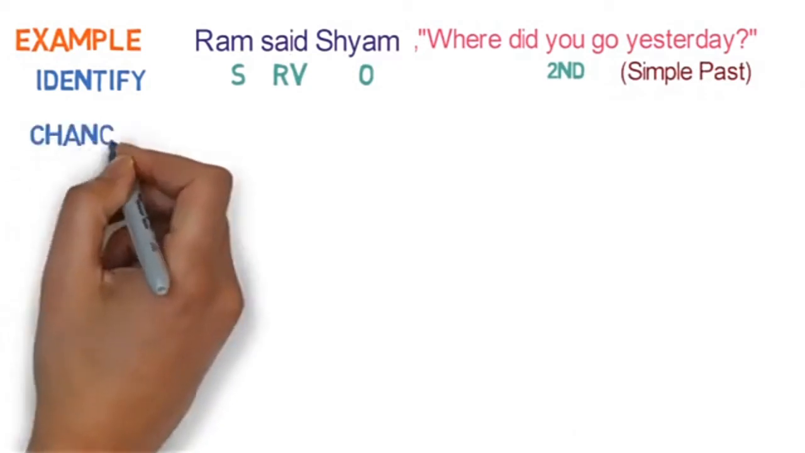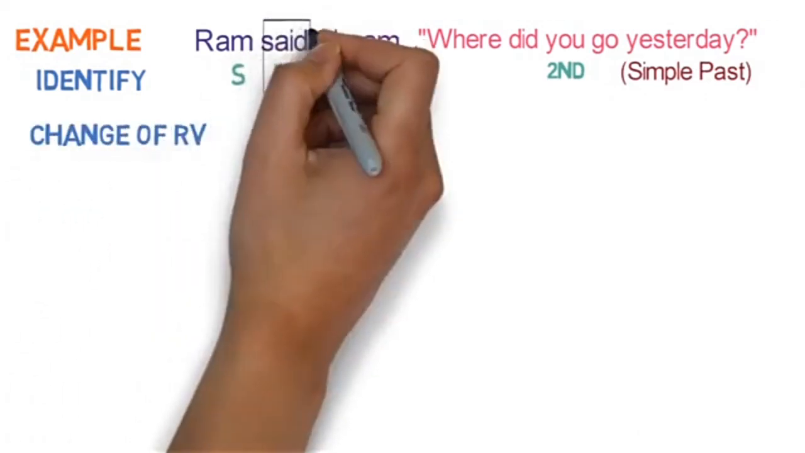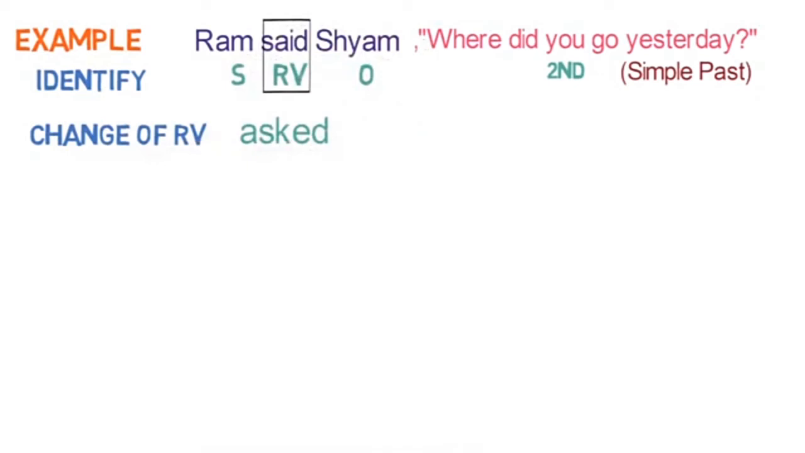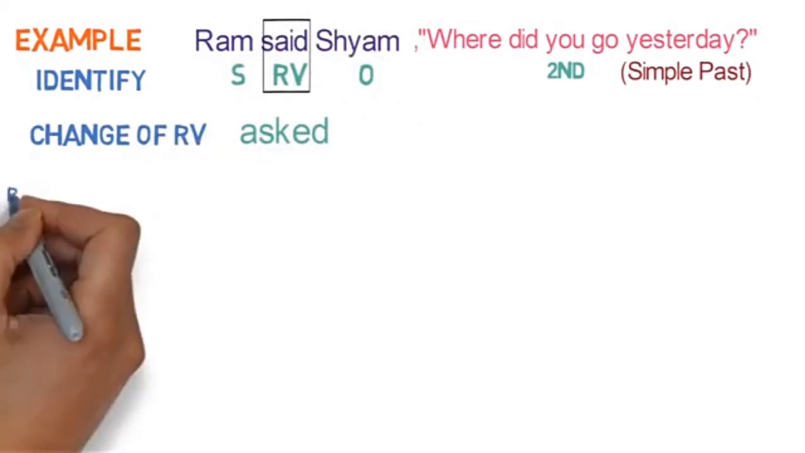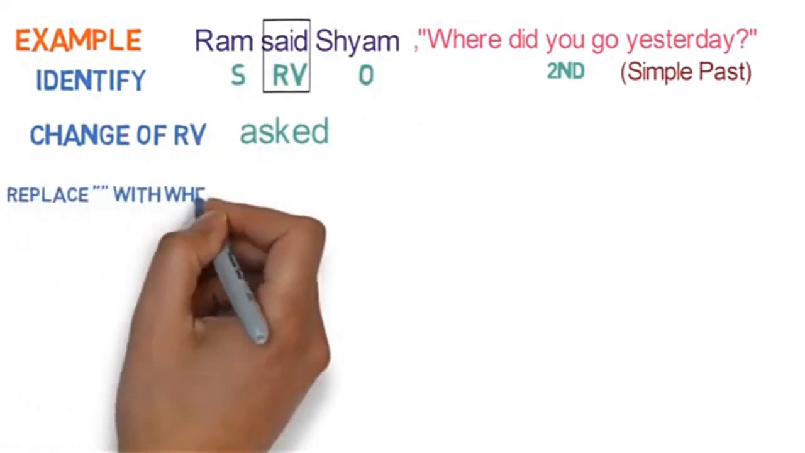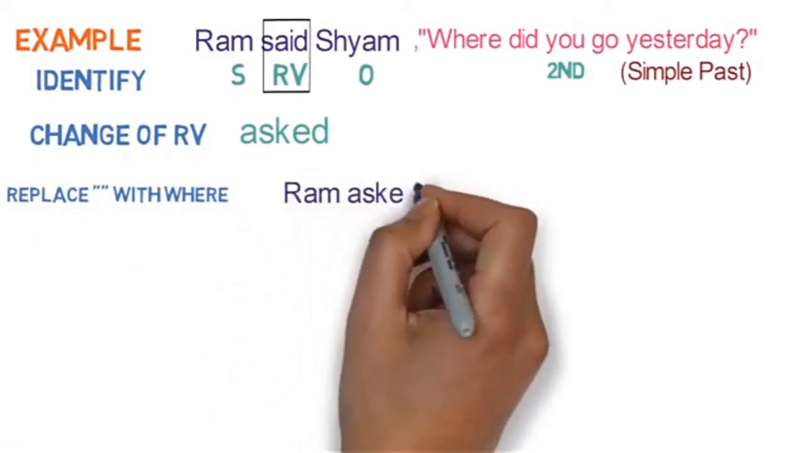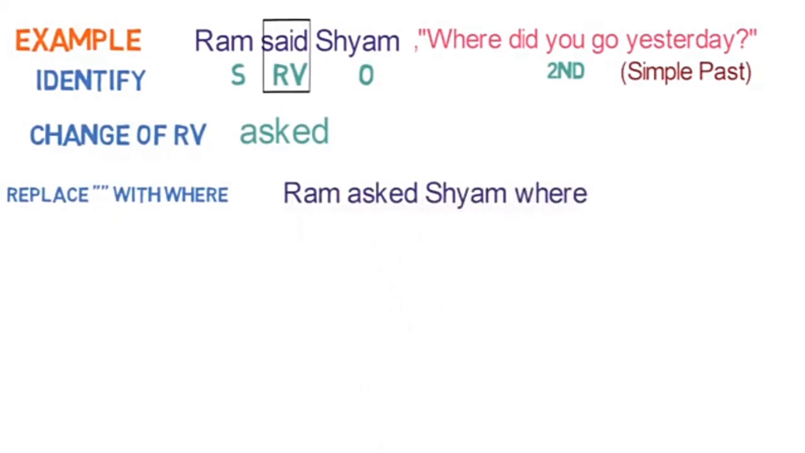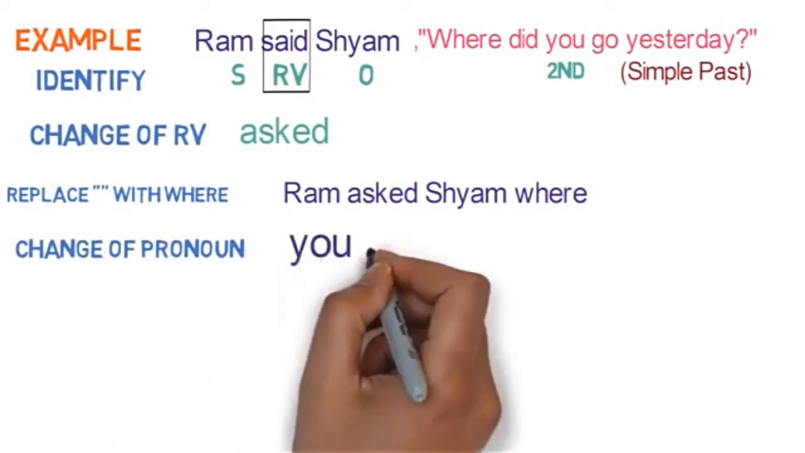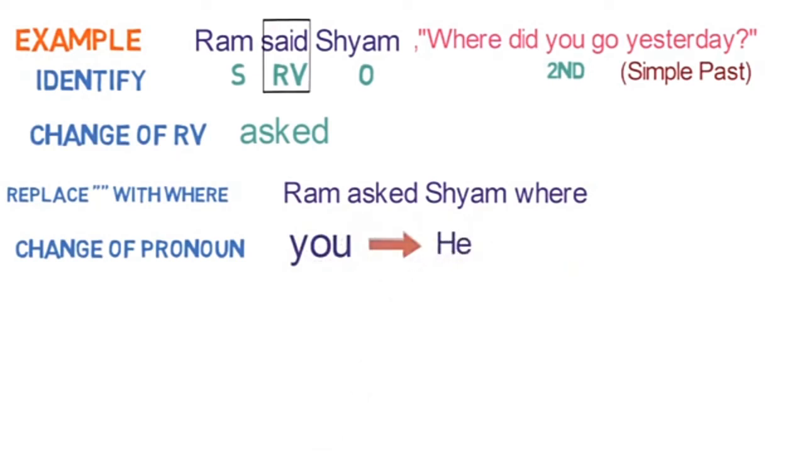Step 2 is the change of reporting verb. Said will become asked here. Step 3 is to replace the inverted comma with where, as it is a direct question. The sentence will become like this. Step 4 is the change of pronoun. Here, you is in second person and object is Shyam. So, you will be converted to he.